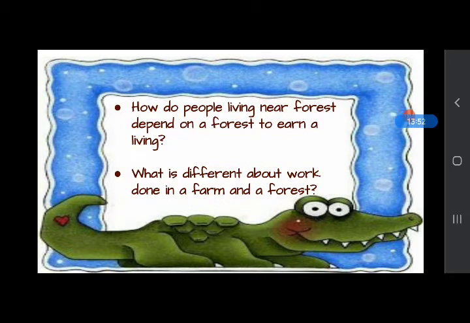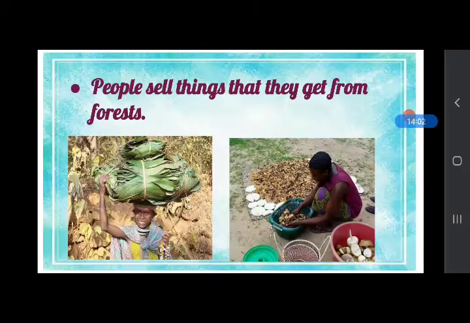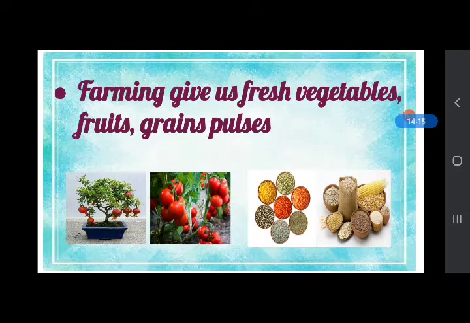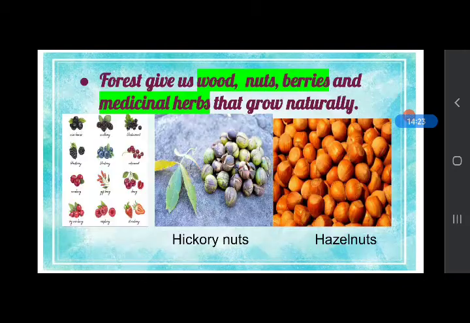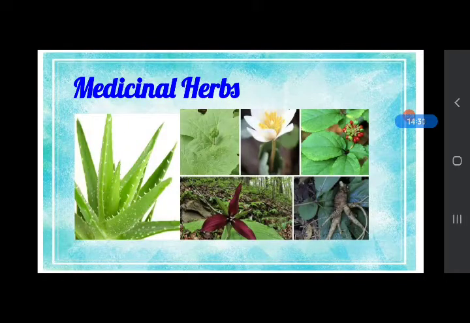Next question is, how do people living near a forest depend on a forest to earn a living, and what is different about work done in a farm and a forest? People living near a forest sell things that they get from forests, and farming gives us food like fresh vegetables, fruits, grains and pulses, whereas forests give us wood, nuts, berries, medicinal herbs that grow naturally, and a variety of plants and animals are present in forests, whereas farming involves growing crops and raising animals for food.